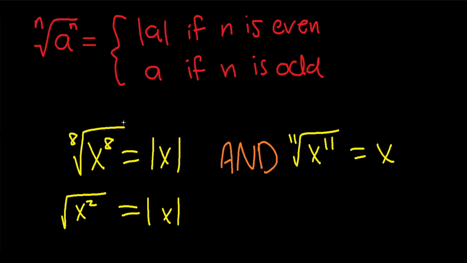So now for cases with this piecewise definition, if we have the 8th root of x to the power of 8, then that's the absolute value of x. And if we have the 11th root of x to the power of 11, then that's x. And for square roots, if we have the square root of x squared, then that's just the absolute value of x, since square roots hide the index, which is 2, and those two are the same number.